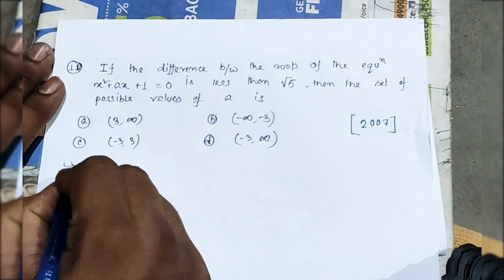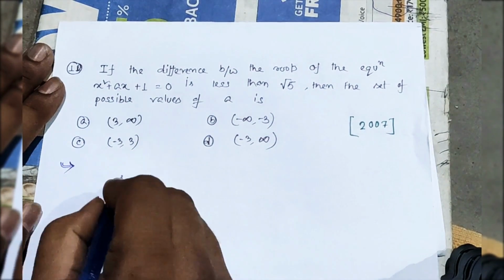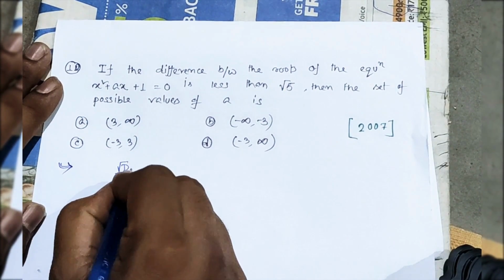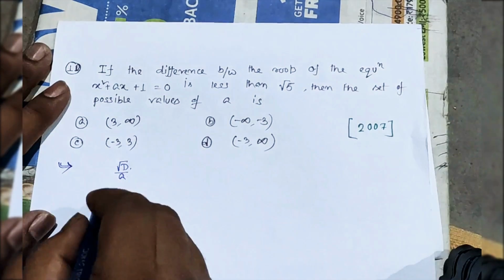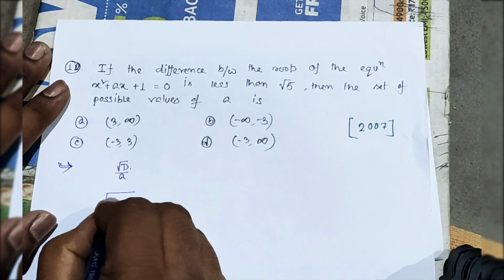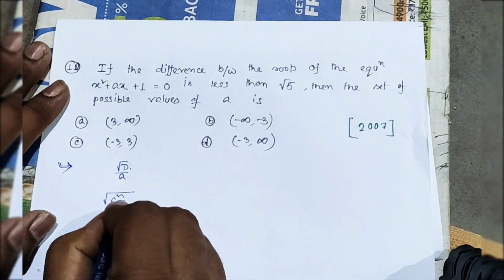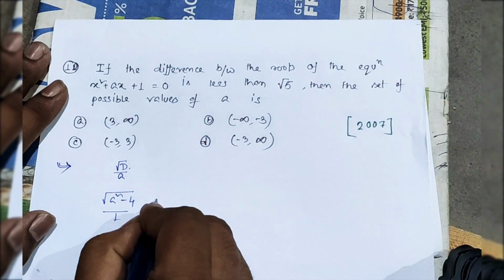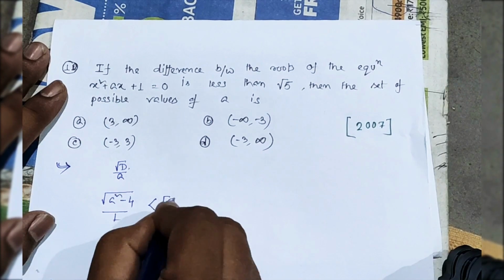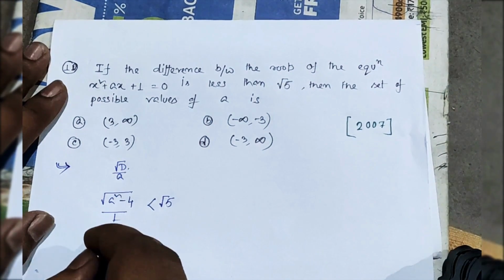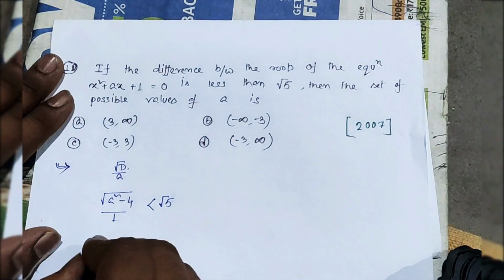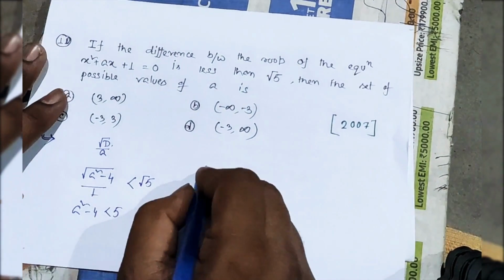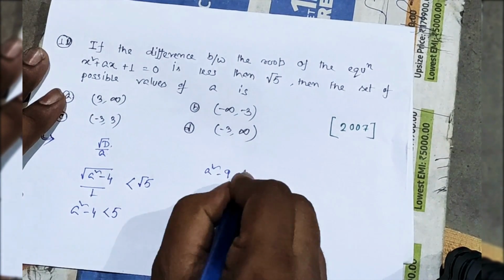So I have told previously in this video that difference of the roots equals to root D upon a, where D is the discriminant. So from here I can get under root of (a square minus 4) divided by 1, that is less than under root 5. Both are positive quantities, so I can square it. So I will get a square minus 4 less than 5. So from here I get a square minus 9 less than 0.